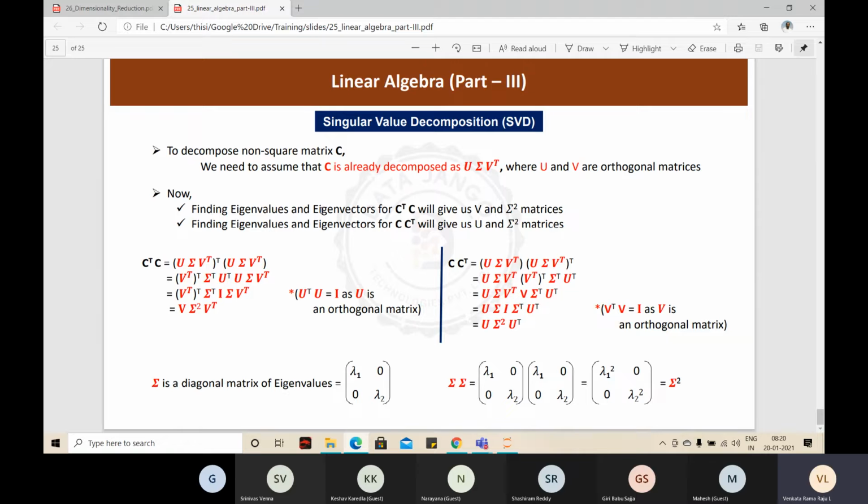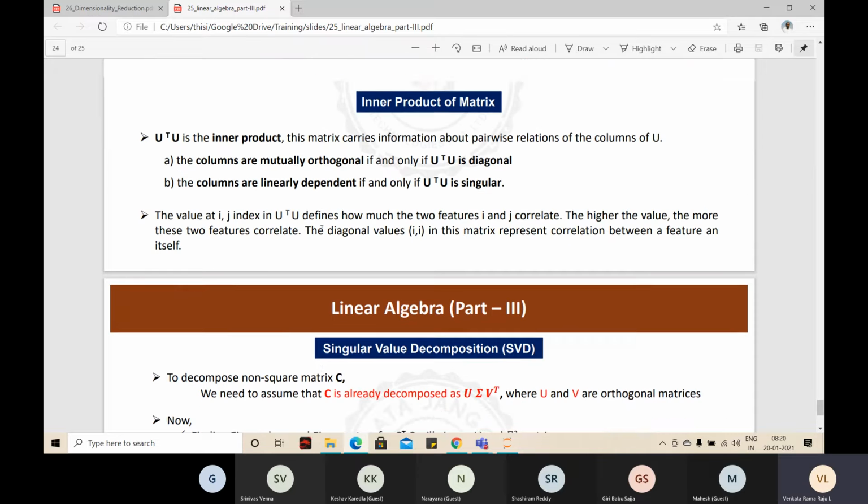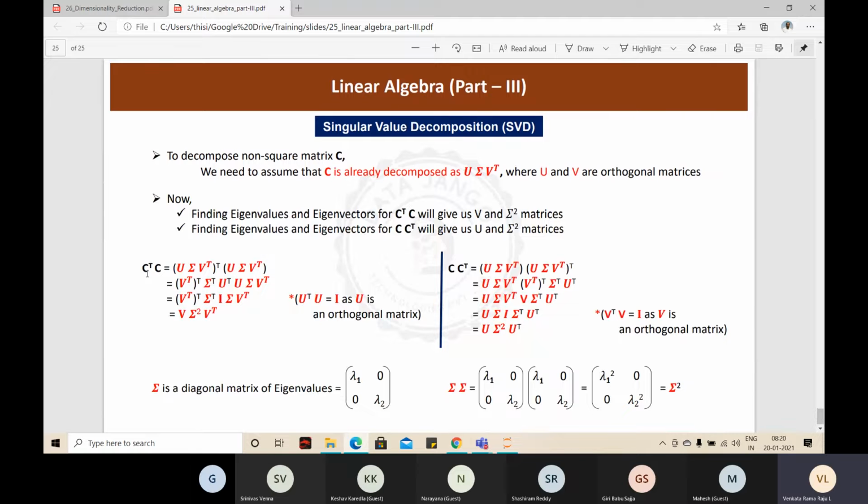In real time, your matrices are not going to be square matrices. There are two ways to get your matrix into a square matrix: C transpose C or C C transpose. Suppose that C is your matrix. C transpose C will give you covariance between columns, right?